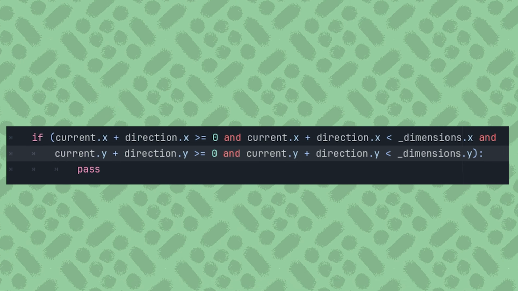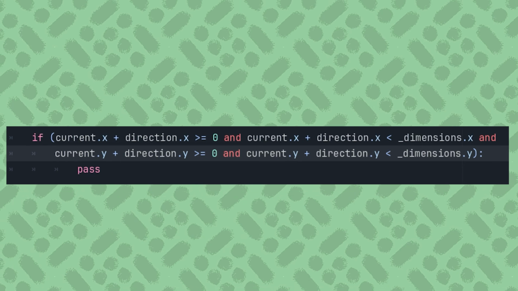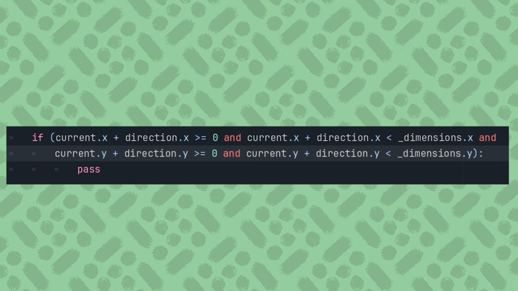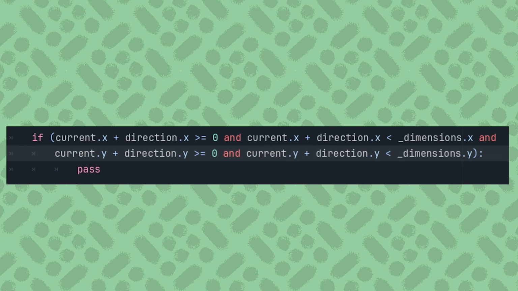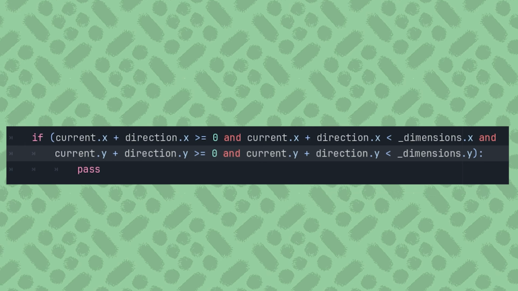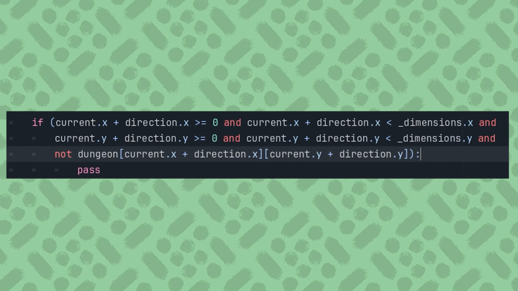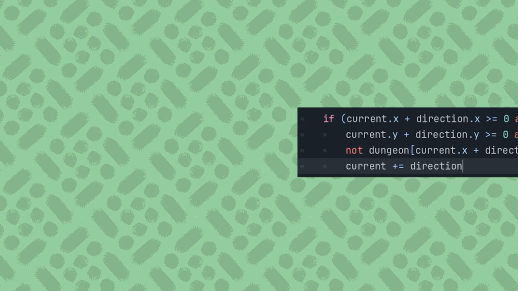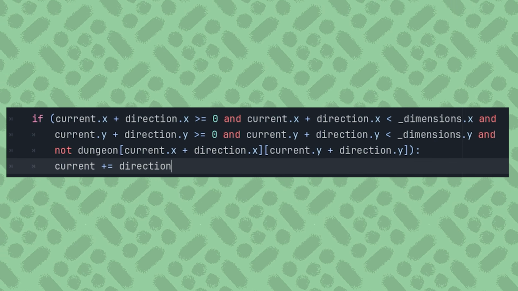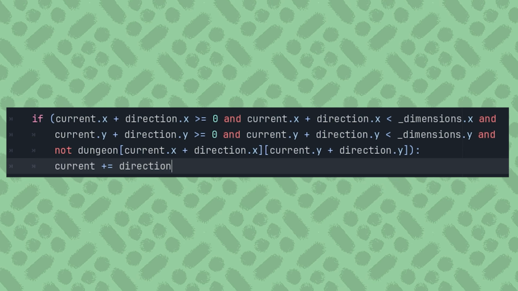This will be a very long if statement, so it helps to break it into multiple lines using brackets. For the new coordinates to be valid, they must be greater than or equal to 0, and less than the dimensions of the array. On top of all that, the value at the new coordinates must be empty. If all of this is true, then we can change the value of current to be current plus direction.